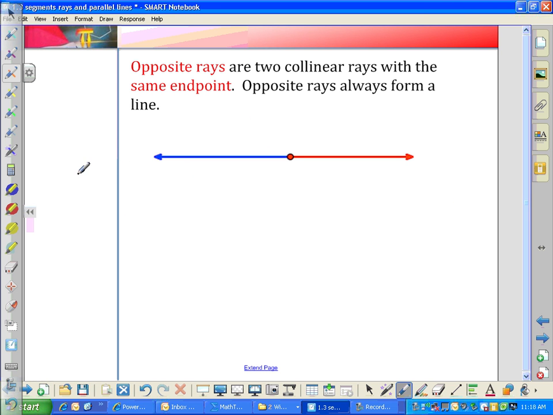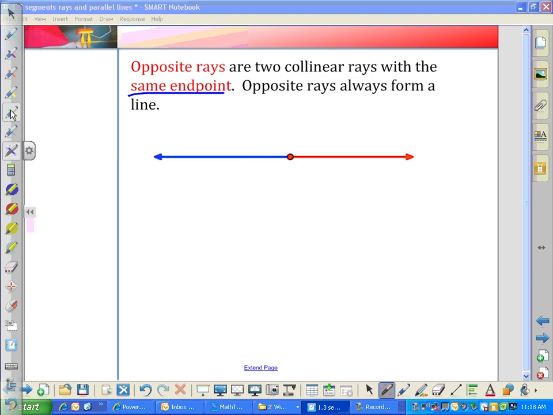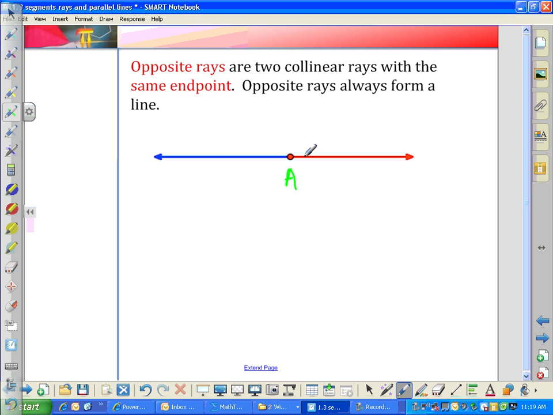Okay, so we also have what we call opposite rays. And opposite rays are 2 rays that are collinear, meaning that they are on the same line, and they have to have the same exact endpoint. However, they're going in opposite directions. So if we have this endpoint right here, maybe we call this endpoint A. We have 2 rays that have A as its starting point. We got the ray that's starting here and going to the right.